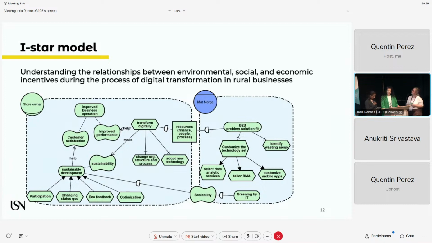Okay, quickly going through the I-STAR model, this is how we represent the relationship between Mat Norge and its customer, that is the store owner. So the technology is sold to a store owner. Here we can see the link between these two is through resources and the scalability aspect. In a way, they help the store with the technology and reduce costs, and there are many benefits that we can consider.